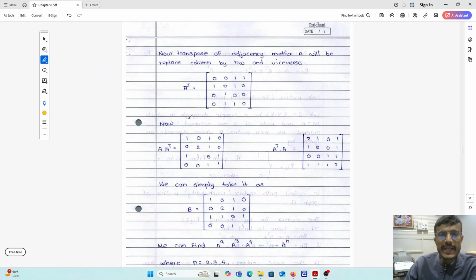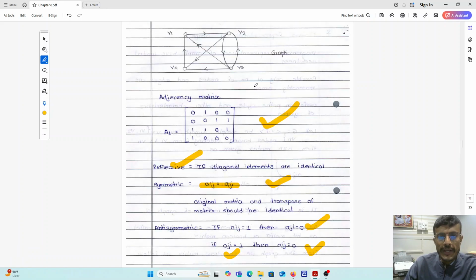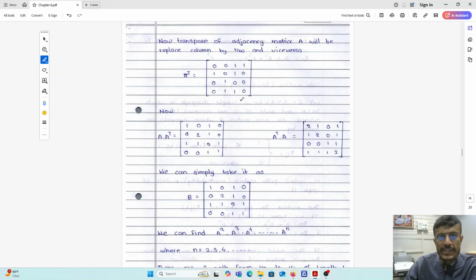Now, what is meant by transpose? In the case of transpose, if you see here 0 1 0 0, this is the first row, and it becomes here 0 1 0 0. That is nothing but the transpose. We transfer rows to columns and columns to rows, so it is represented as A raised to T. So A into A raised to T is equal to this one. You can do the row and column wise multiplication. A raised to T into A is equal to 2 1 0 1. These two have different meanings, because here it is A into A^T and here it is A^T into A. We can simply take it as B is equal to this one.